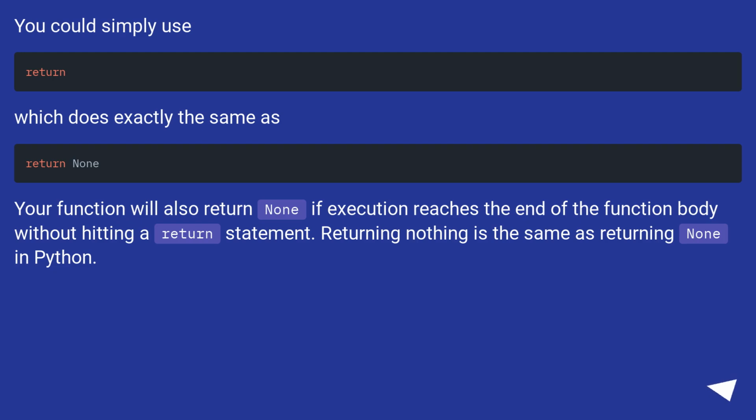You could simply use return, which does exactly the same as return None. Your function will also return None if execution reaches the end of the function body without hitting a return statement. Returning nothing is the same as returning None in Python.